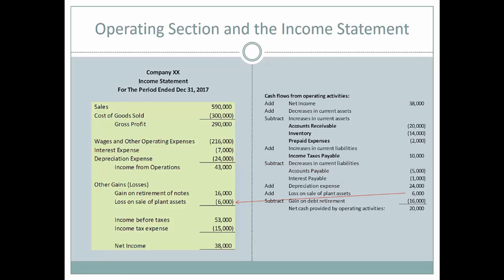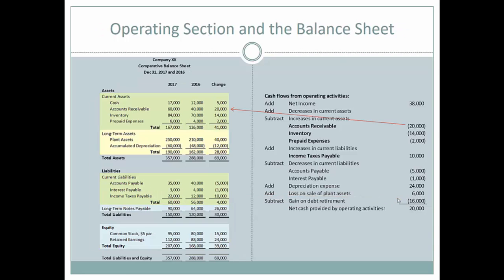Next, we want to add back a loss. We're trying to get the income statement net income back to a cash basis, so we're going to add back a loss. And then we will be subtracting a gain, getting it back to a cash basis. Now, obviously cash is the entire focus, so we'll be looking at that at the end, but let's look at accounts receivable.